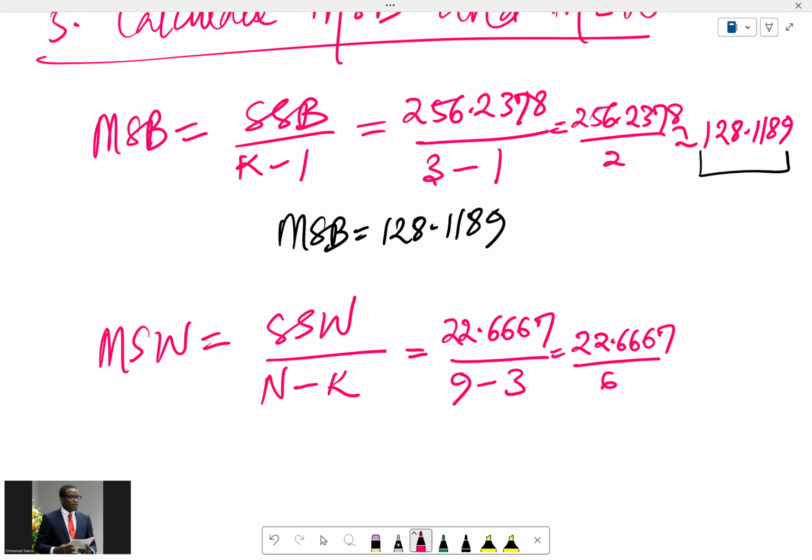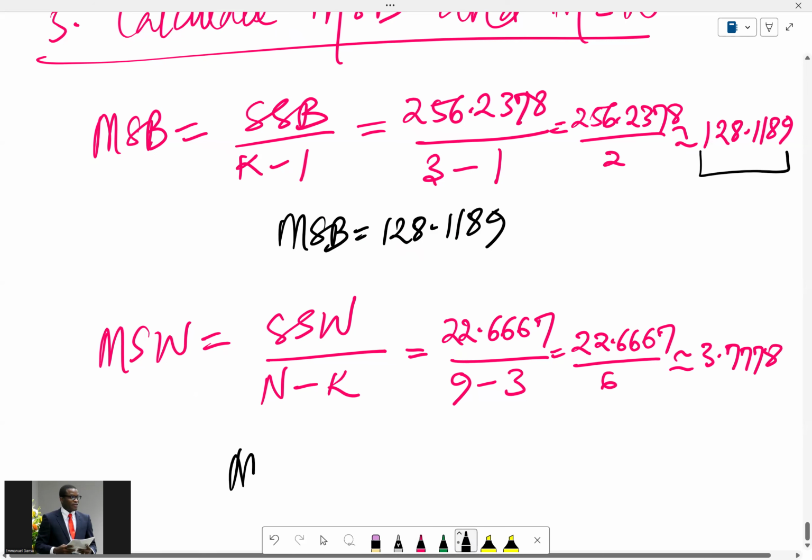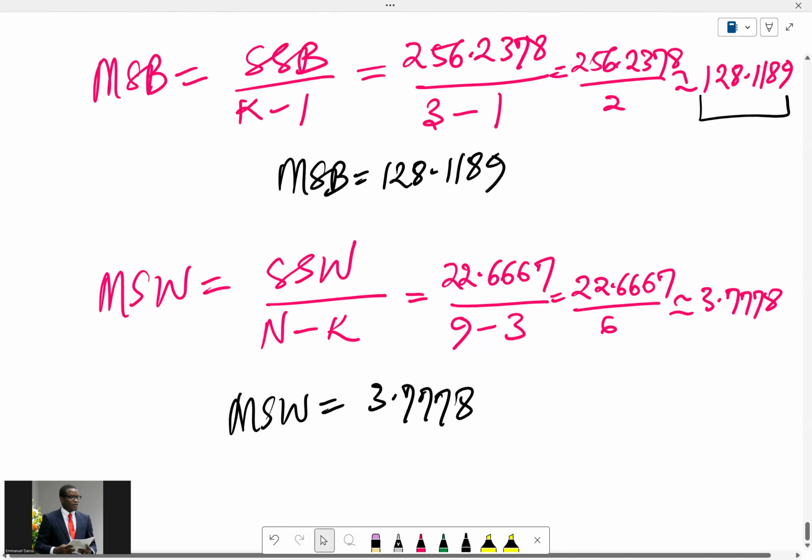22.6667 divided by 2 is 11. That should be 22.6667, oh, divided by 6. Sorry, divided by 6. That is approximately 3.7778. And so we have MSW equal to 3.7778. Now we are almost at the end of the road.